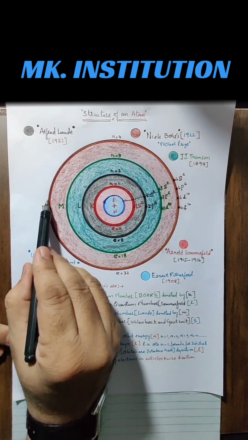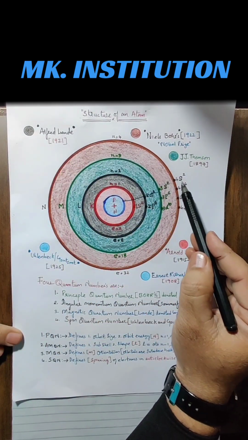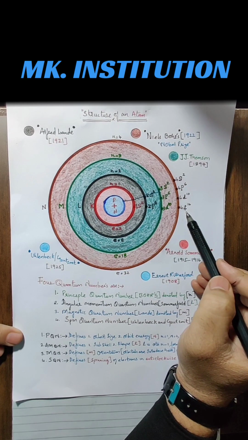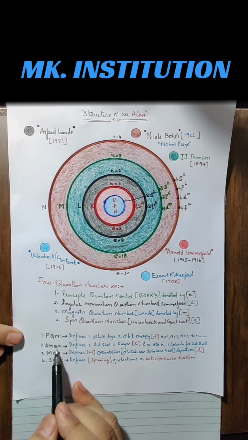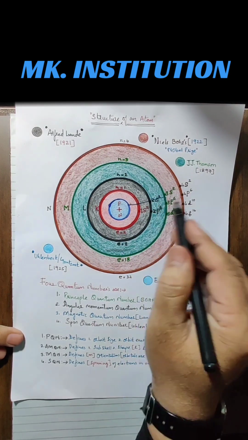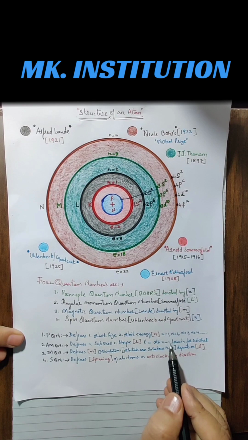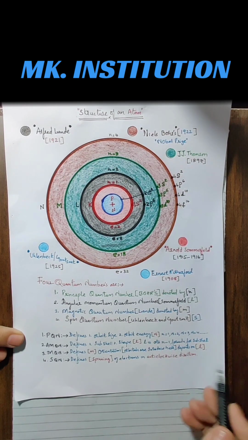Now see the N shell, the last and biggest one here. It consists of how many subshells? s, p, d, f. Clear? This was explained by the angular momentum quantum number. And to tell about these subshells, one small formula is there: l equals 0 to n minus 1. Clear? There is a formula. I'll show this one later.